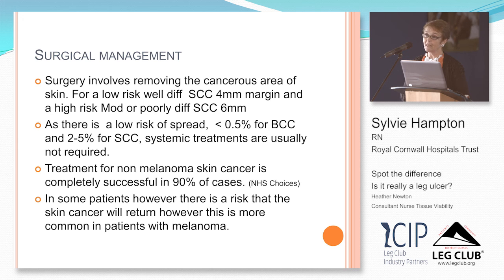Treatment for non-melanoma skin cancer is completely successful in 90% of cases. In some patients, however, there's a risk that the skin cancer will return. However, this is more common in patients with melanoma. And I have to say my Bowen's has never returned, and that was dealt with about 15, 20 years ago. So, you know, it can be removed and be gone.